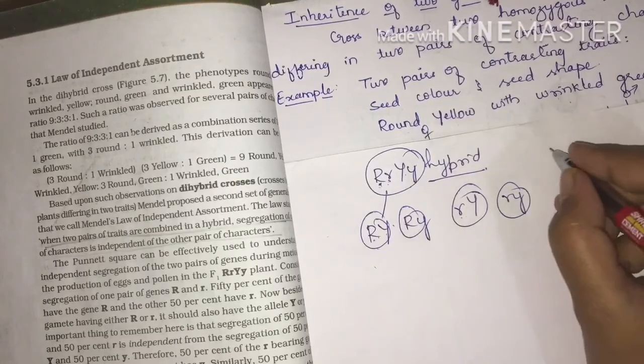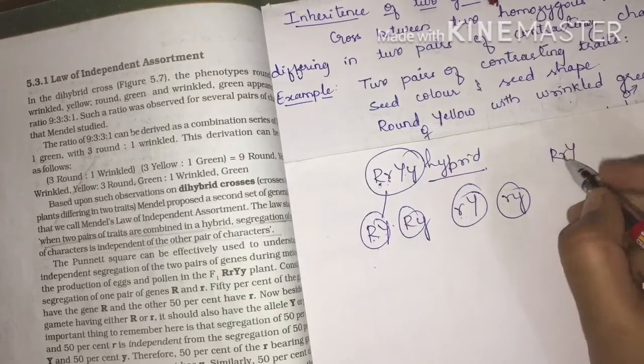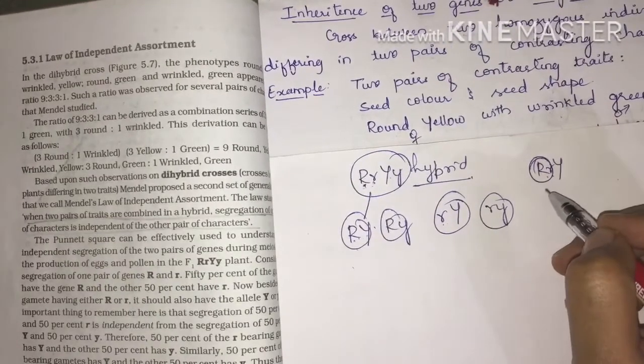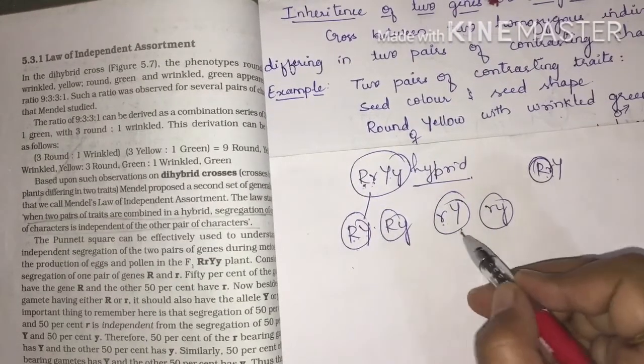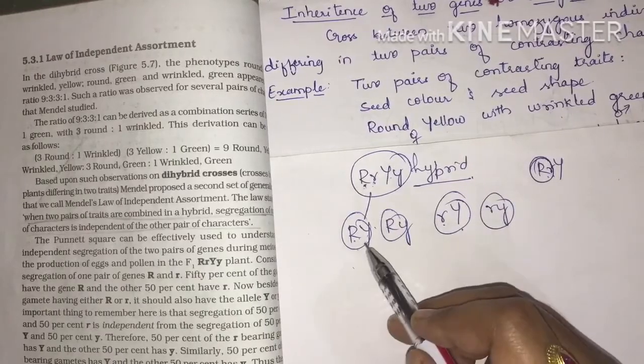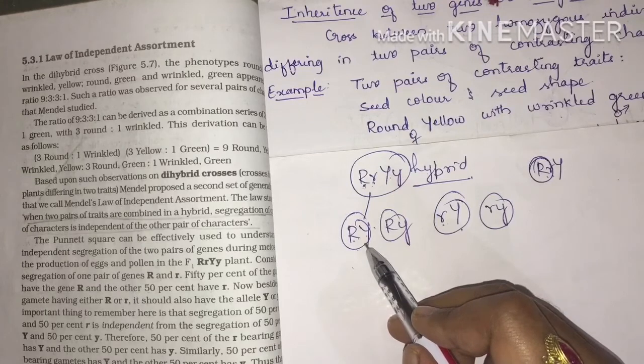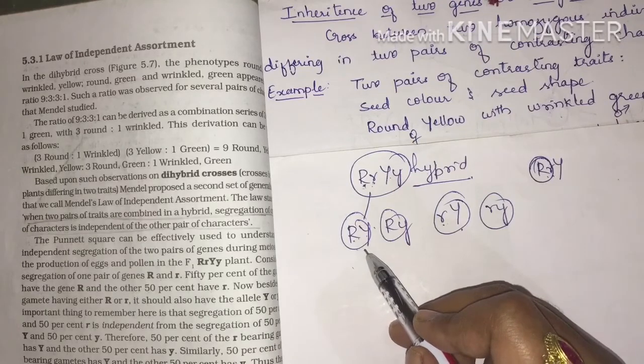Okay, if we have got capital R, small r, then capital Y, if these both were together, then both are dependent. But here we didn't find something like this. Small r is moving separately, capital R is moving separately during the formation of gamete. Okay, why are they moving separately? Because they are independent of each other.